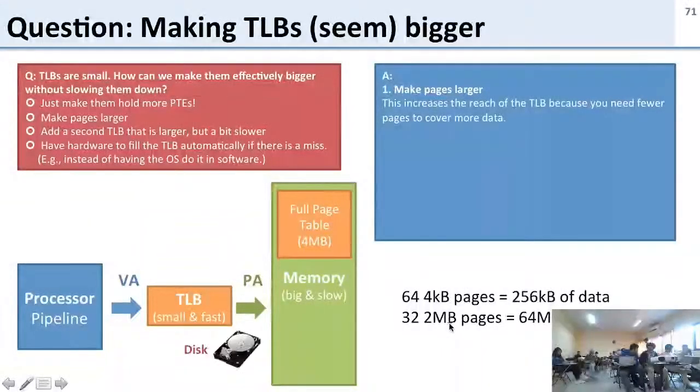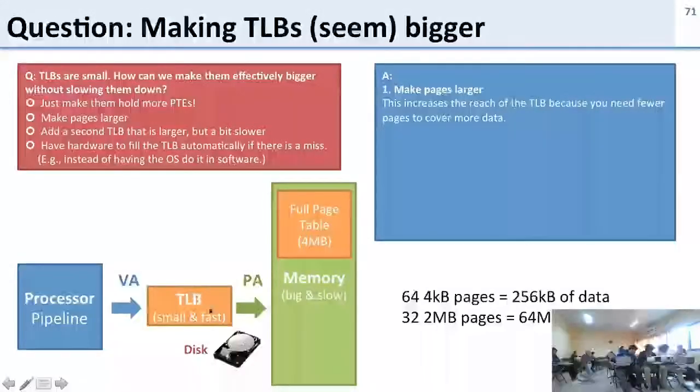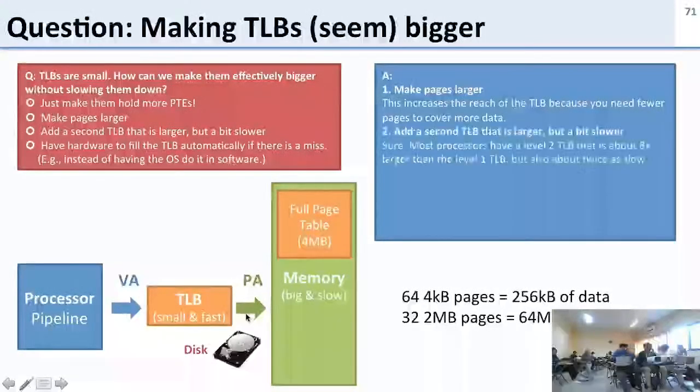Now we can cover 64 megabytes of data. So by using a larger page here, we can cover enormously more data without having to bring new things into our TLB. Making the pages larger allows us to reduce the number of times we miss in the TLB because the TLB can reach more data.